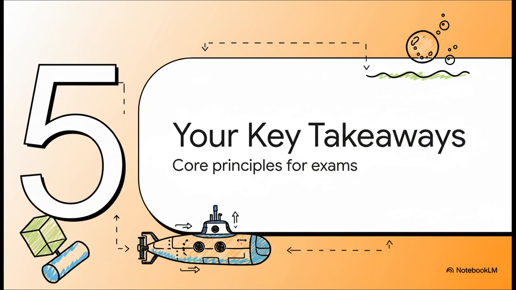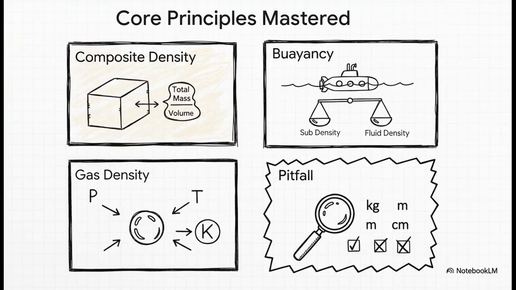So, let's wrap this up by boiling all that hard work down into the key takeaways you absolutely need to remember for your exam. So here's what you need to burn into your brain. For composite objects, it's always total mass over total volume. For buoyancy, an object will just hover when its average density perfectly matches the density of the fluid it's in. For gases, remember that pressure and temperature have a huge effect on volume, and always use Kelvin. And finally, the golden rule for all of physics: double-check your units before you calculate anything.